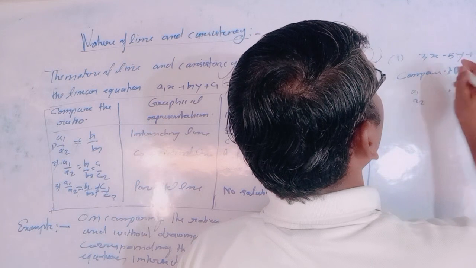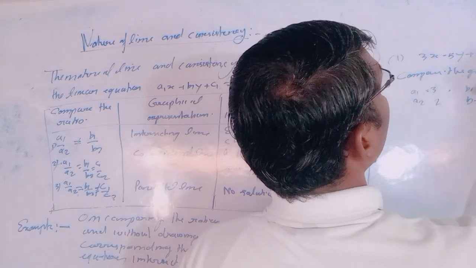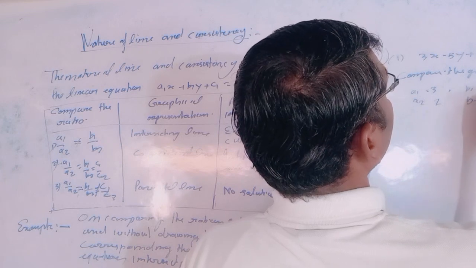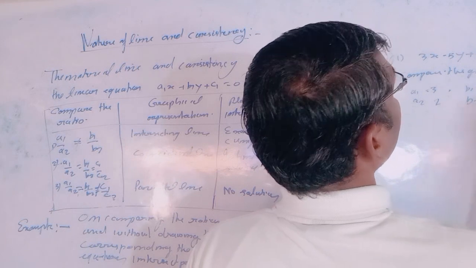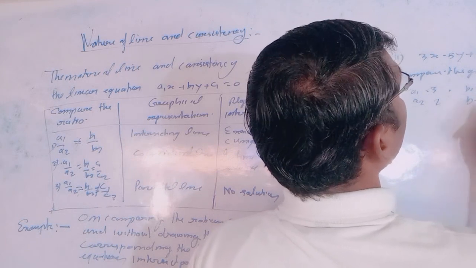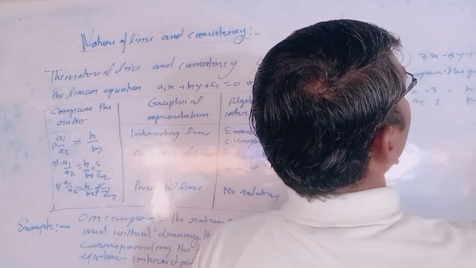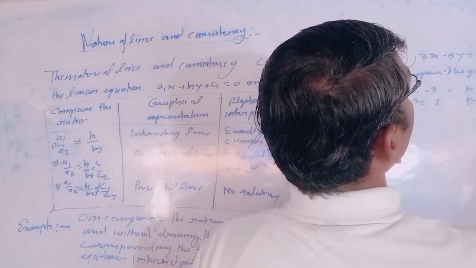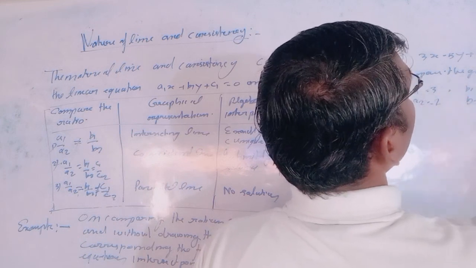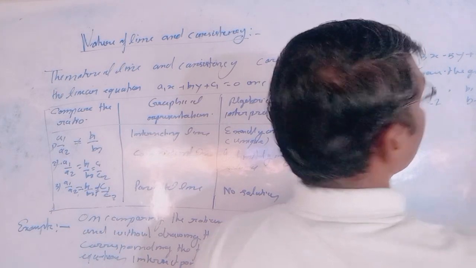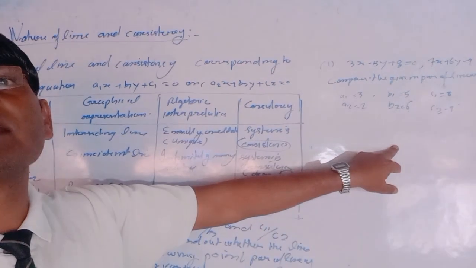Okay, so a1 is 3, a2 is 7, b1 is 6, b1 is minus 5, c1 is 6, b2 is 6, c1 is 8, and c2 is minus 9. We have written these here one by one so that it can be clear.